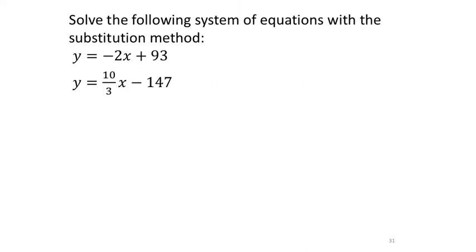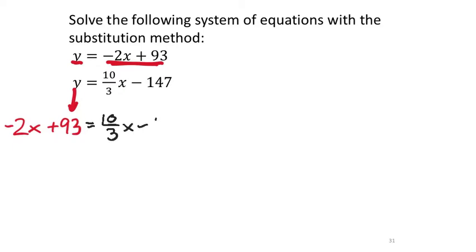I'm going to take this equation, which represents y, or that expression, and I'm going to take this y here and replace it with this expression. So that y now equals, just as it shows above, negative 2x plus 93. Now you'll notice that I just did that because it was already showing y equals something. I didn't have to manipulate it. It was already there for me. But then we still have the rest of it, right? So this is going to equal 10/3 x minus 147.